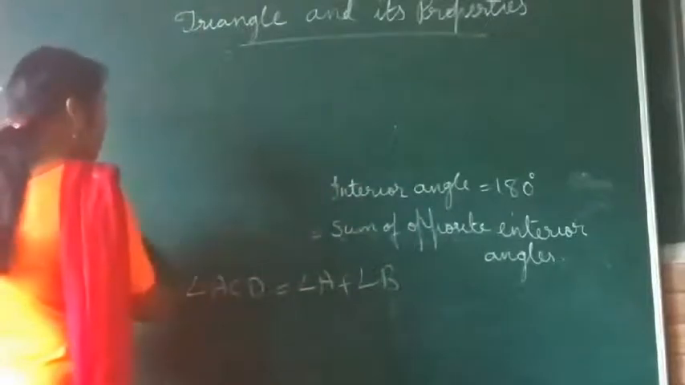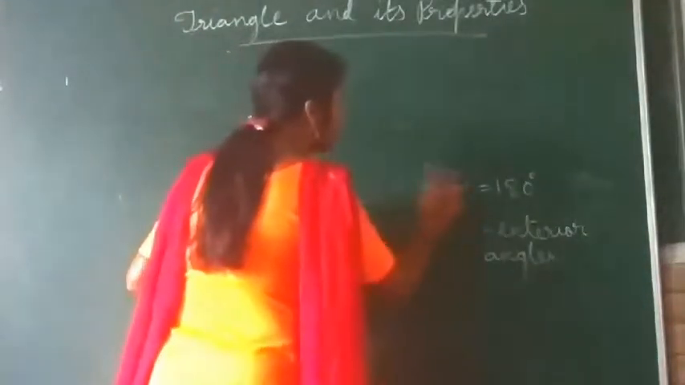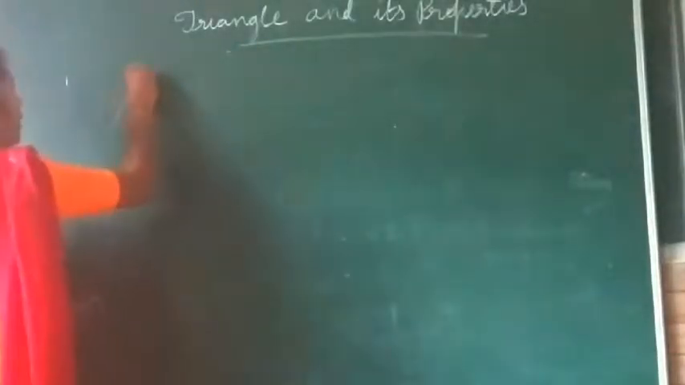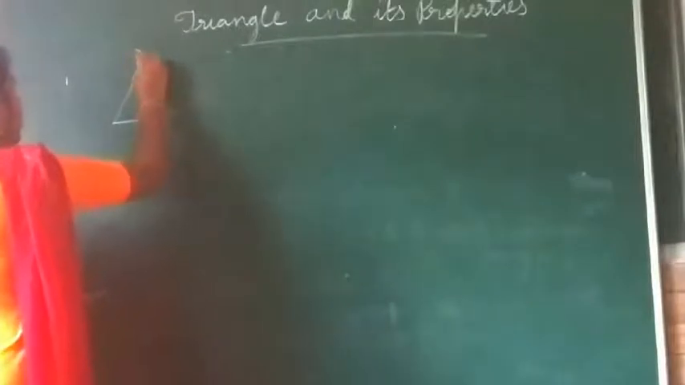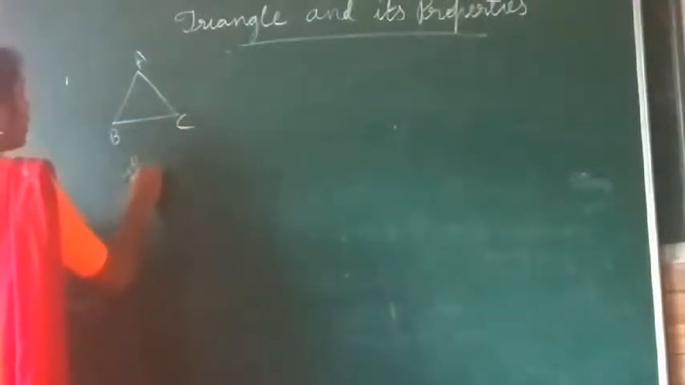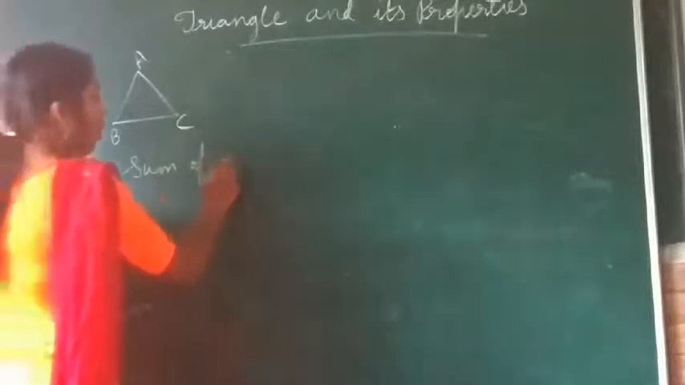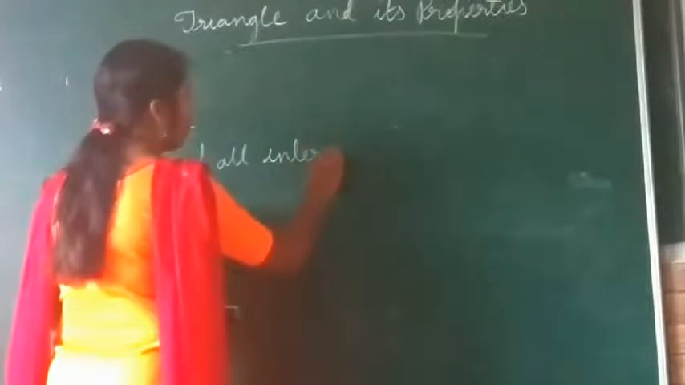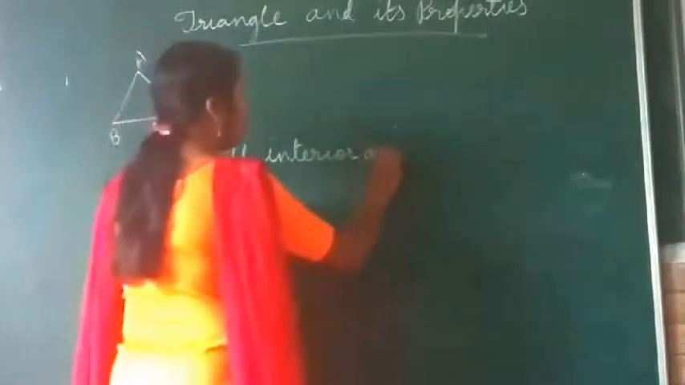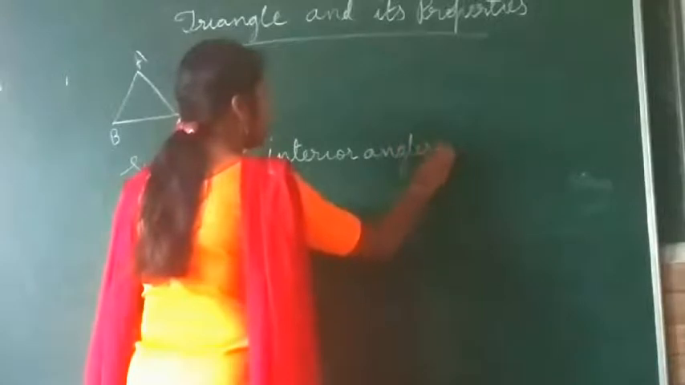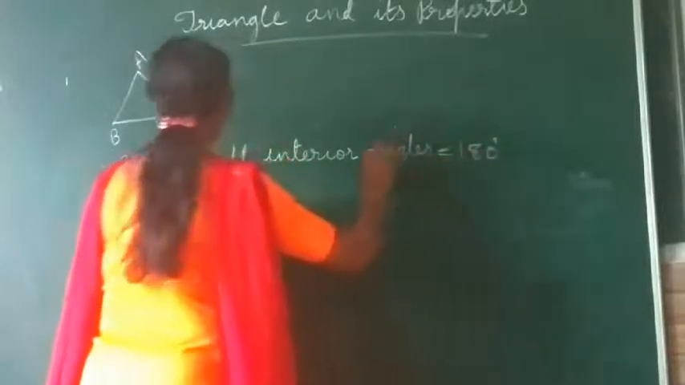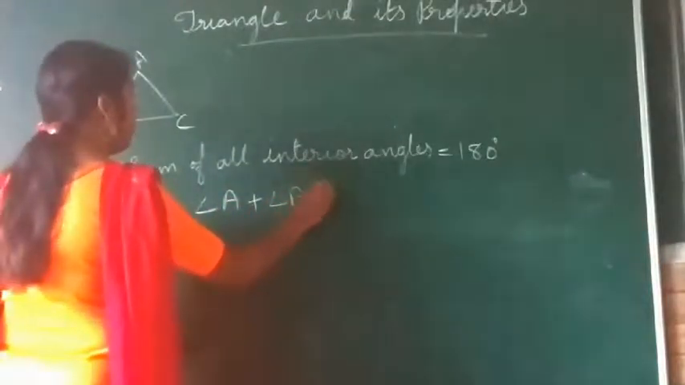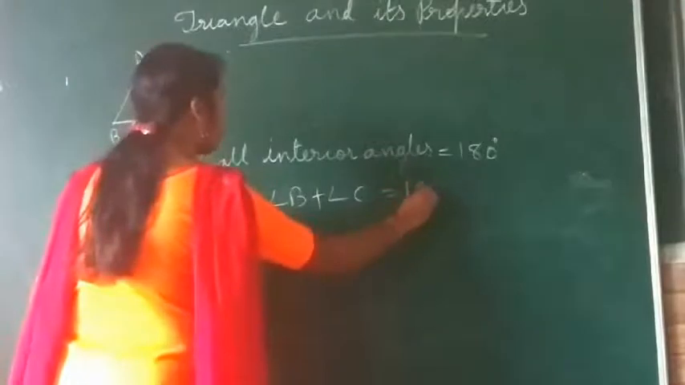Now the another property, you might have already learned about it, you might be familiar with this property. This says that the sum of angles in a triangle is always 180 degrees. In a triangle ABC, the sum of all interior angles is equal to 180 degrees. That means angle A plus angle B plus angle C is equal to 180 degrees.